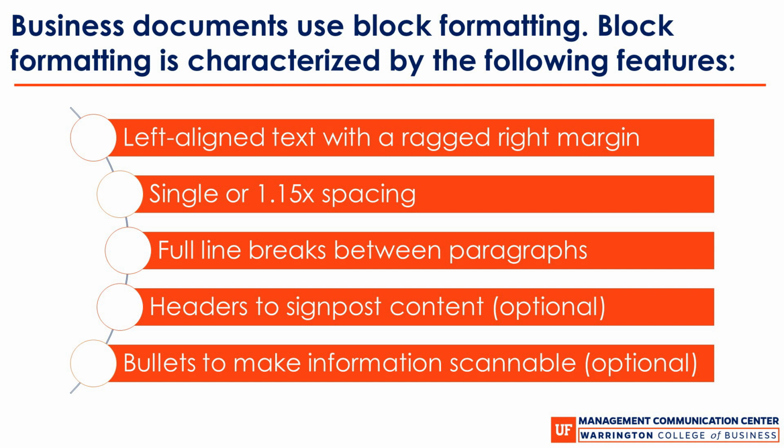Block formatting also uses single-space text or 1.15x spacing. It uses full line breaks between paragraphs so that you're introducing extra white space between those paragraphs. It oftentimes uses headers and subheaders to signpost content to indicate to readers where they can find important information. And often it uses bullets or numbered lists to make parallel pieces of information easily and quickly scannable.